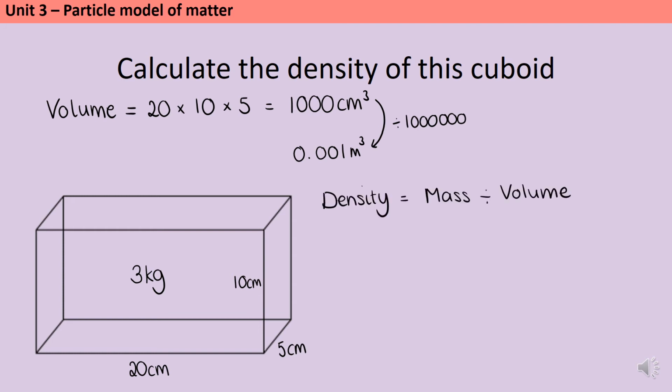Then I can take my density calculation, mass divided by volume. The mass has been given as 3 kilograms, so I do 3 divided by the 0.001 volume that I've worked out, and I get an answer of 3,000 kilograms per metre cubed.